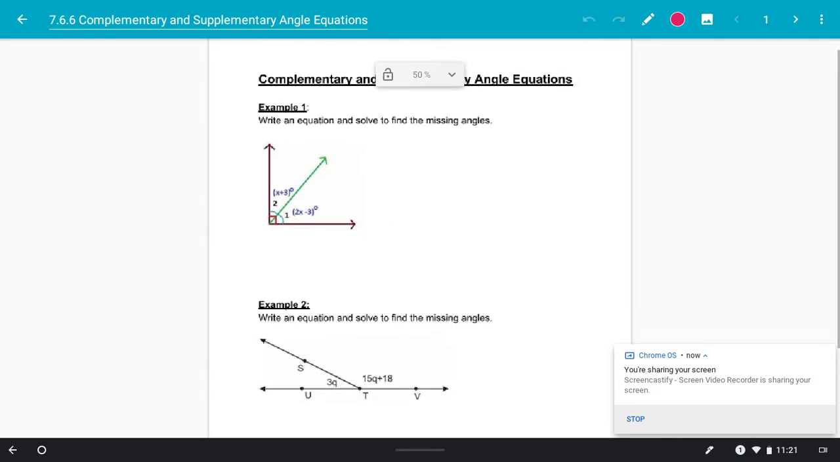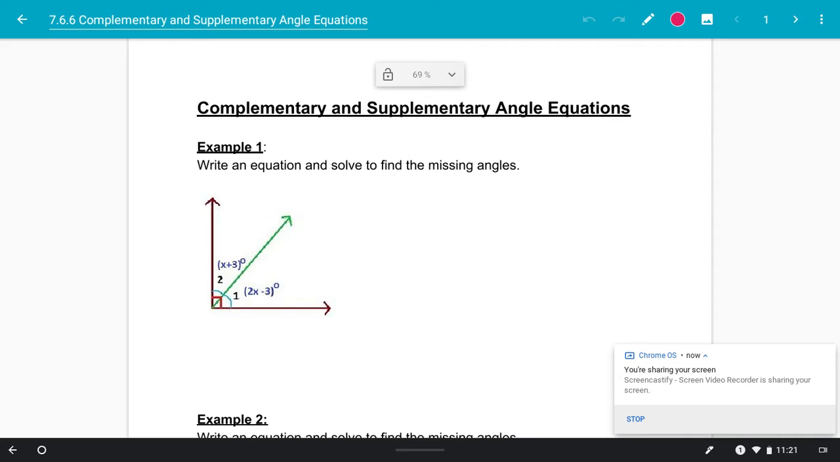We're going to look today at complementary and supplementary angle equations. So this is different from what we did last week, in that we were simply looking at complementary and supplementary angles. So we were talking about angles that add up to 90 degrees, so complementary, and angles that add up to 180 degrees, supplementary angles. So for example, if I was told one angle was 30 and they were complementary, the other angle would be 60 because 30 plus 60 adds up to 90.